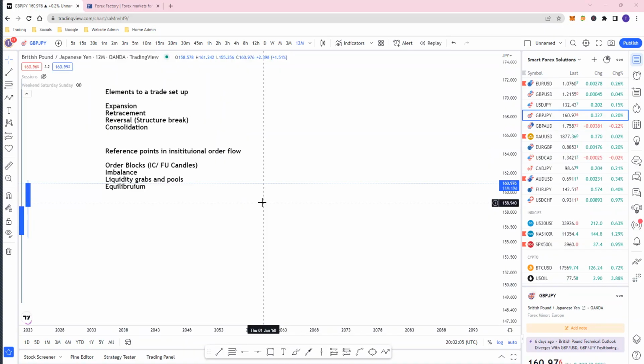But what we need to really get good at is defining the reference points in institutional order flow. So we need to start thinking about order blocks, which is on, yes, everyone should be on mute, I think, at the moment. Order blocks, imbalance, liquidity grabs and pulls, and equilibrium as well.